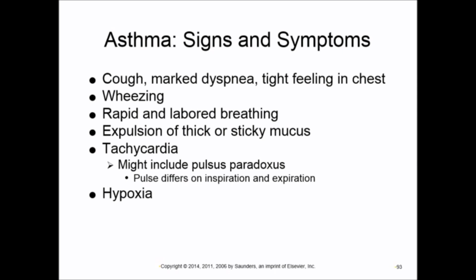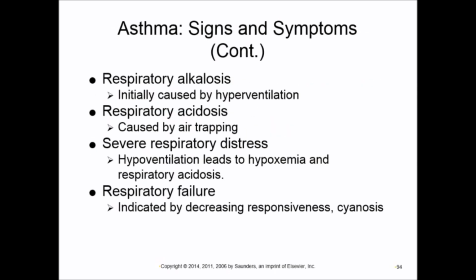So this person will start to cough. He feels tightness of breathing. He wheezes. He breathes rapidly. He produces thick mucus that's too sticky, with tachycardia, tachypnea and hypoxia. It can lead to alkalosis if he starts to hyperventilate, and if part of the airway gets obstructed, it produces acidosis. It can go to severe respiratory distress if the hypoventilation is bad enough that he has hypoxemia and respiratory acidosis.